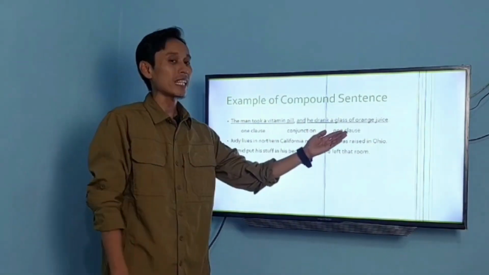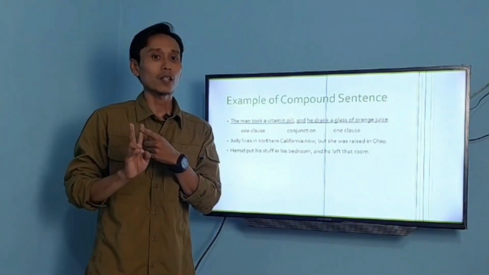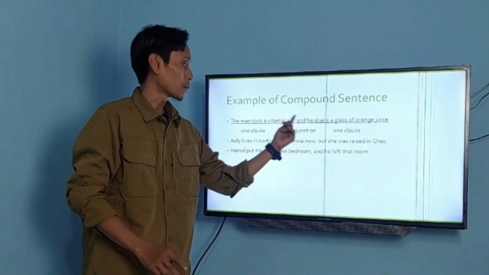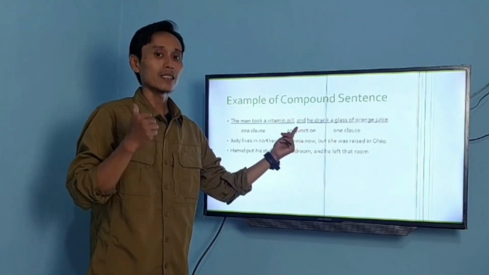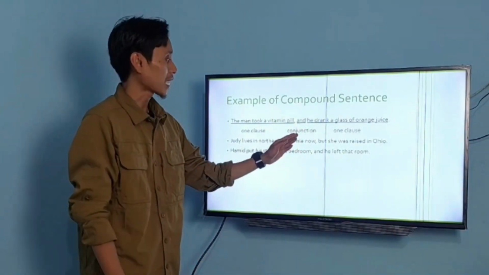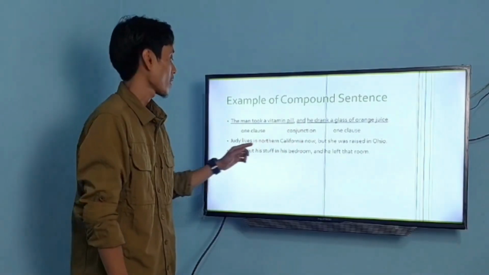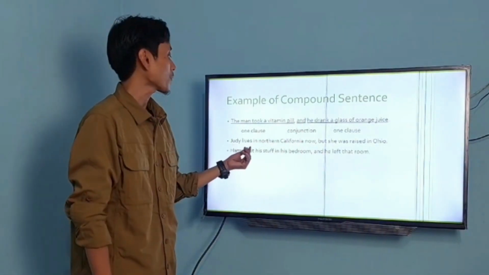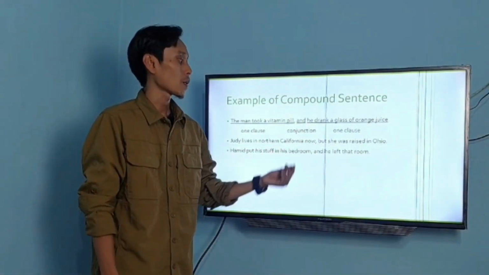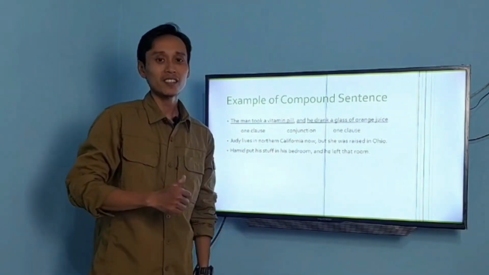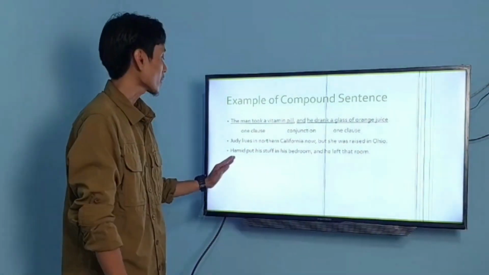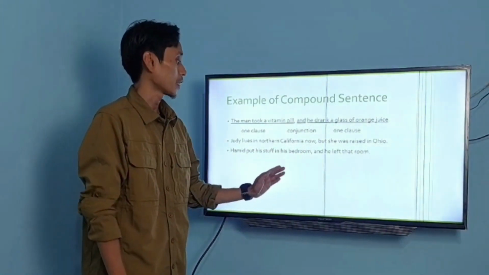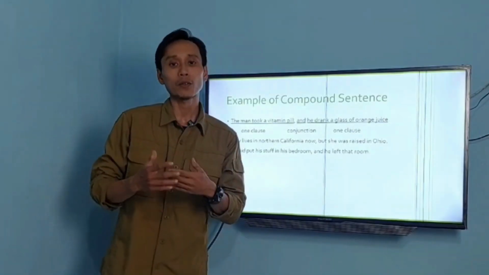But before we connect these two clauses, we have to put a conjunction in the middle of them. Conjunction here, and. And then the second, Judy lives in Northern California now, but she was raised in Ohio. The third, Hamid put his stuff in his bedroom and he left that room.